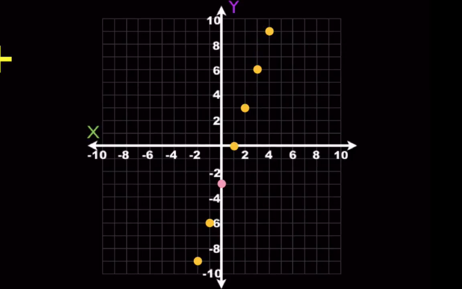Notice on mine, I graphed the y-intercept in pink. All you're going to be looking for is that point where it hits the y-axis. Okay, so take a second and make sure you plot all this on there so you have good notes.